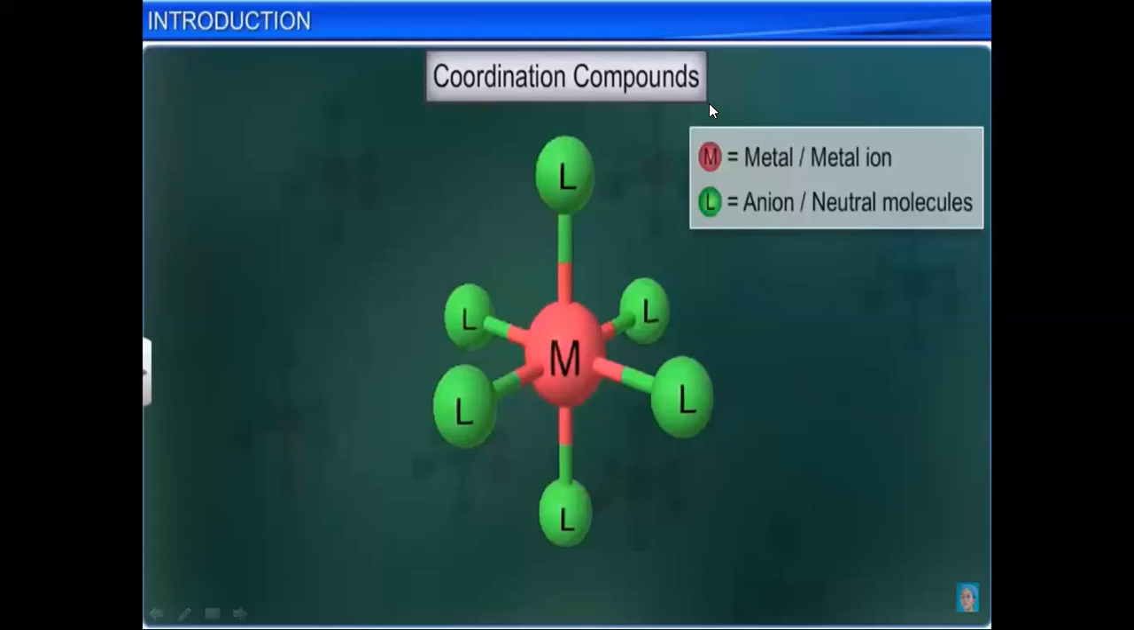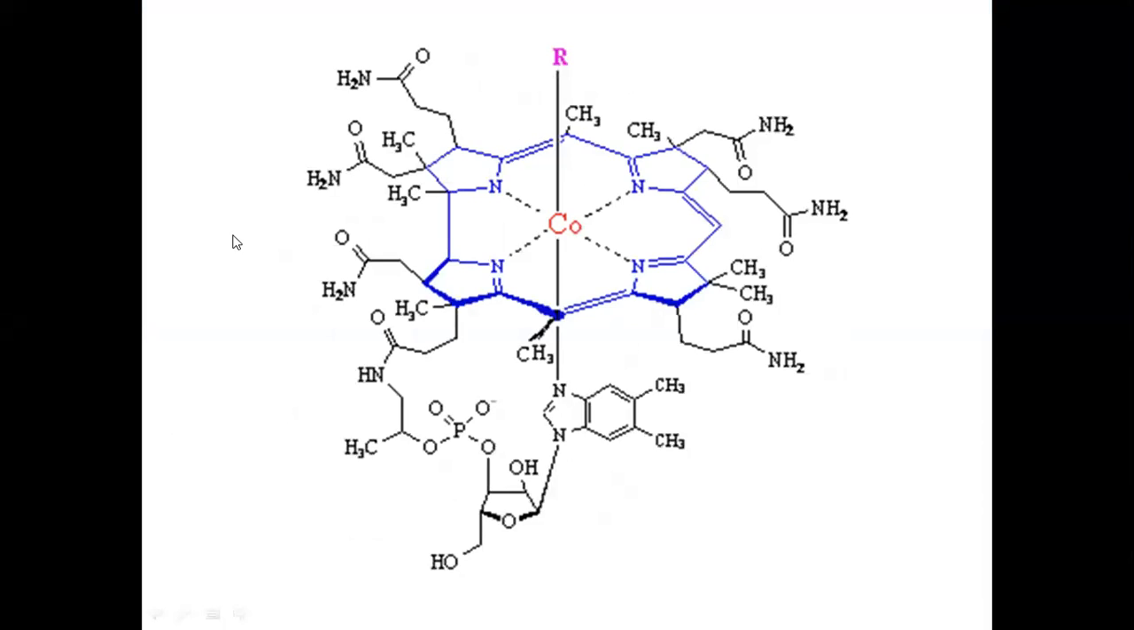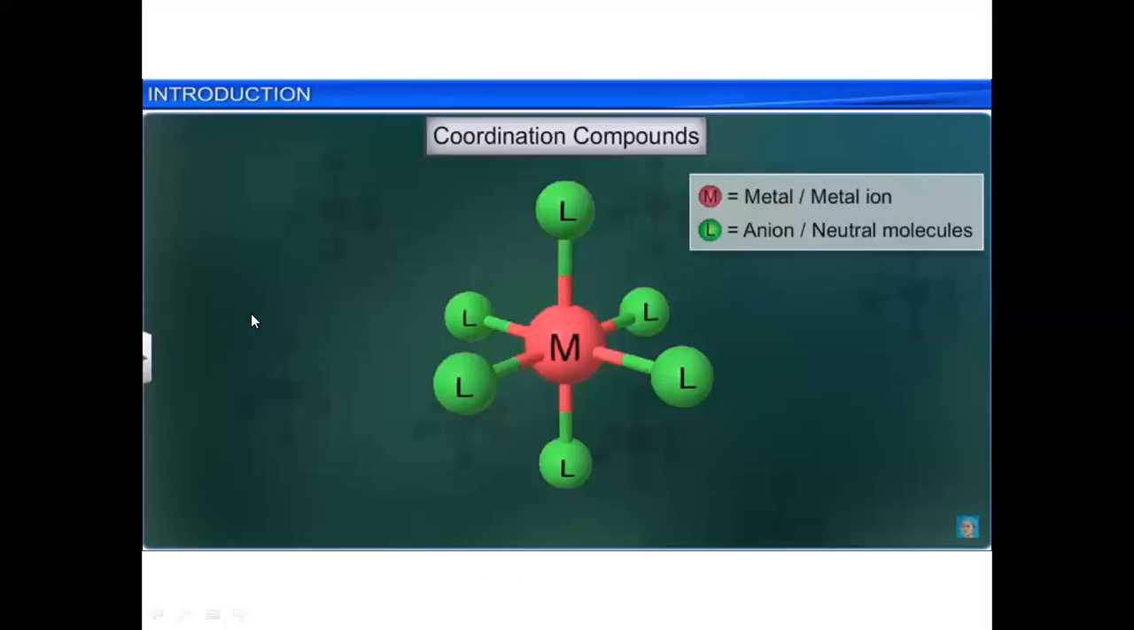So see here, actually the coordination compounds are nothing but simply they are called metal complexes. Sorry, they are called complexes. So one minute, I will show you this. So see here, in this particular coordination compound there is a central metal ion, like copper.